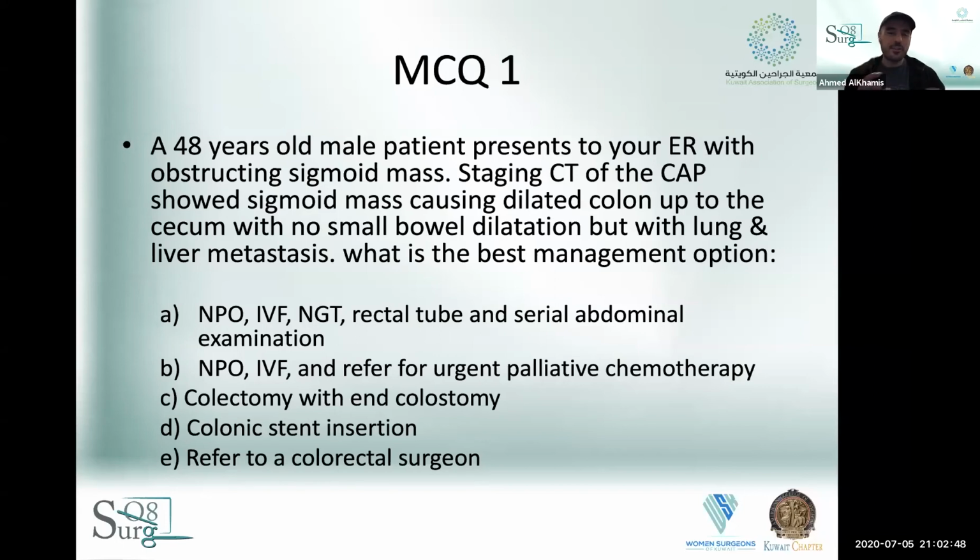But with subtotal, you still have a segment of sigmoid and long rectum. So I don't think it is as bad as when you do an ileo-mid-rectal anastomosis. I think that's like a disaster. So for me, I would do a subtotal with ileorectal anastomosis.